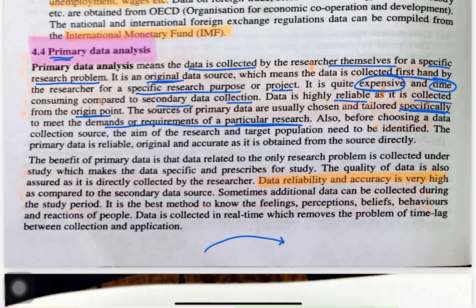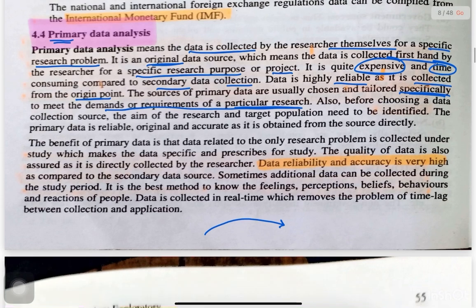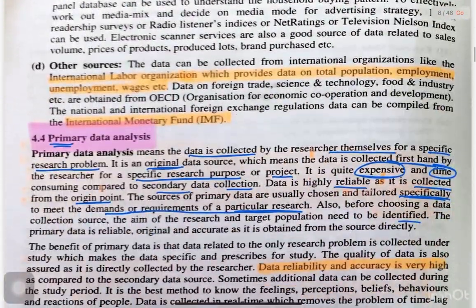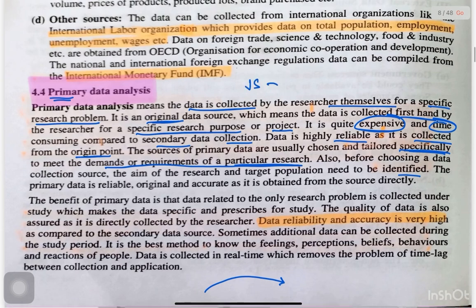So also, before choosing a data collection source, the aim of the researcher and the target population need to be identified. For example, in the example we took right here about job satisfaction and the impact of job satisfaction on the performance of the employee, the researcher needs to identify the group of employees he wants to collect data from. Of course, selecting the group of employees can be done by the researcher himself, and the biasness can be included right here from the beginning only.